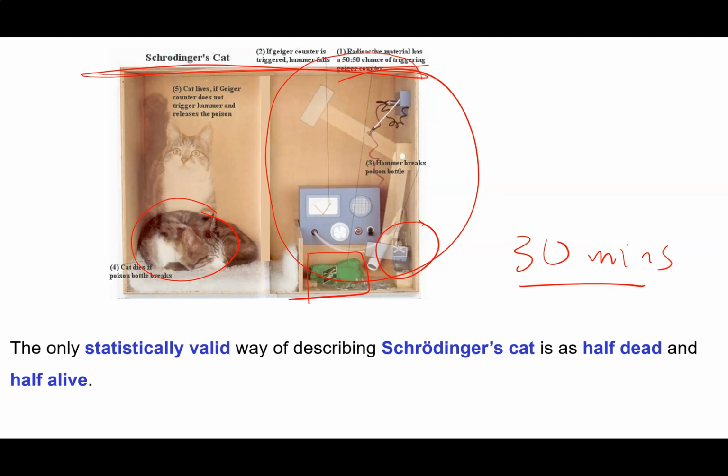Well, statistically, you would say that the cat is half dead and half alive. Now, in reality, we know that a cat can only be dead or alive, but the best that we can do without lifting the lid off the box is to say that the cat is half dead and half alive.